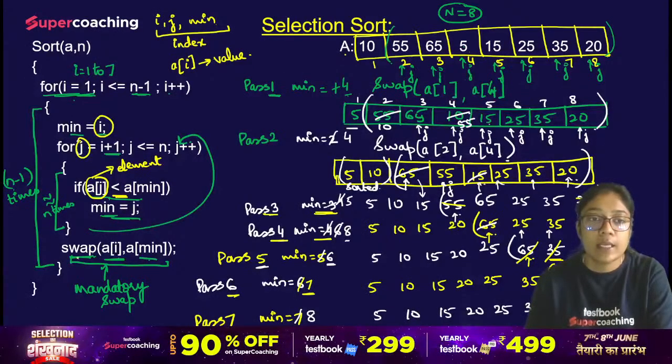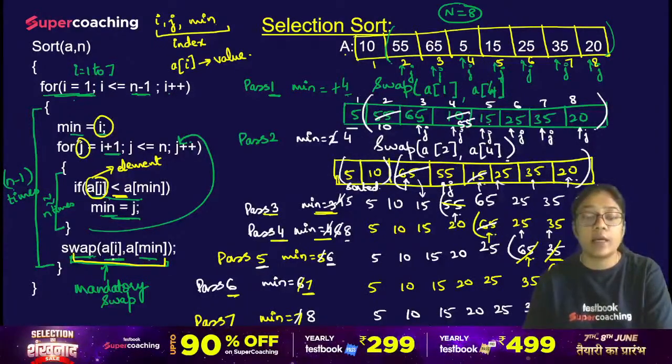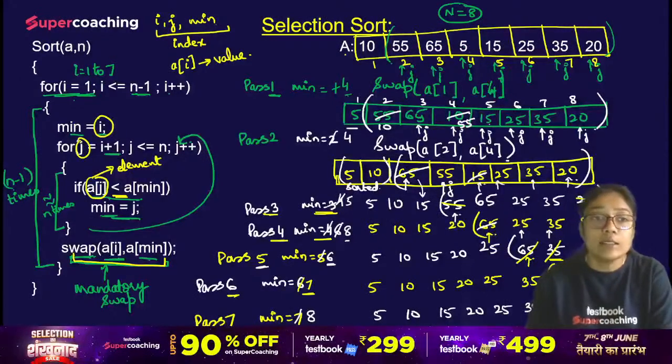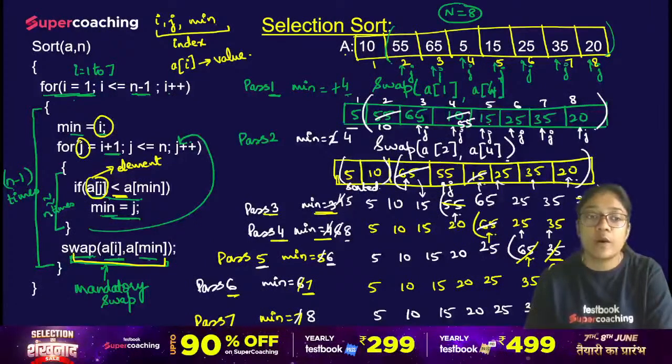So that's why I'm saying that this swap is a mandatory swap. Doesn't matter whether you are getting the same value for i or min or you are getting a different value. And this loop is executing for n times. Inner loop is executing for n times. Outer loop is executing for n times. So in total, we can say that it is executing for n square times.